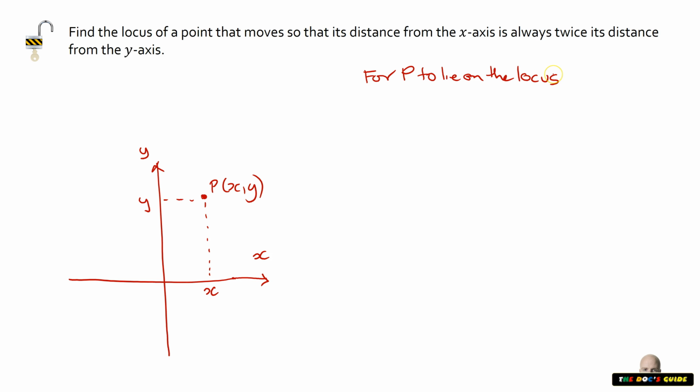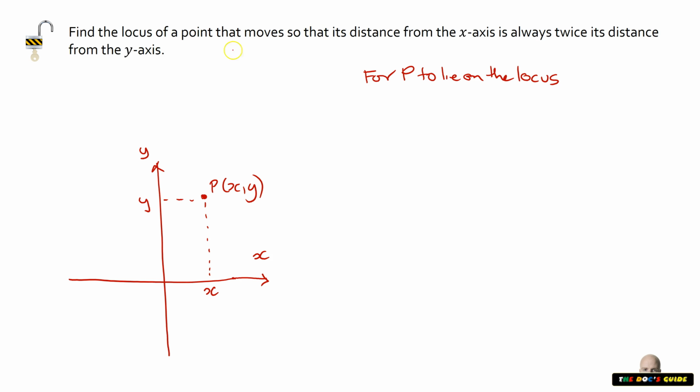So I've started off for P to lie on the locus. I've done my sketch. I've placed P somewhere. Not sure why, but I often do it in the positive quadrant unless there's a reason not to. And so if I place the point P(x, y), obviously it lines up with the point (x, 0) on the x-axis and (0, y) on the y-axis.